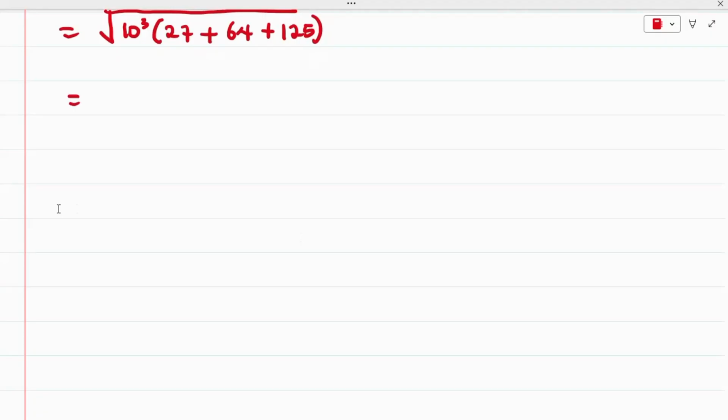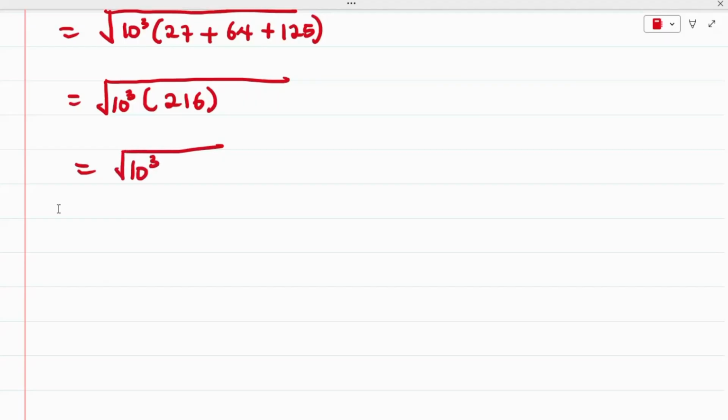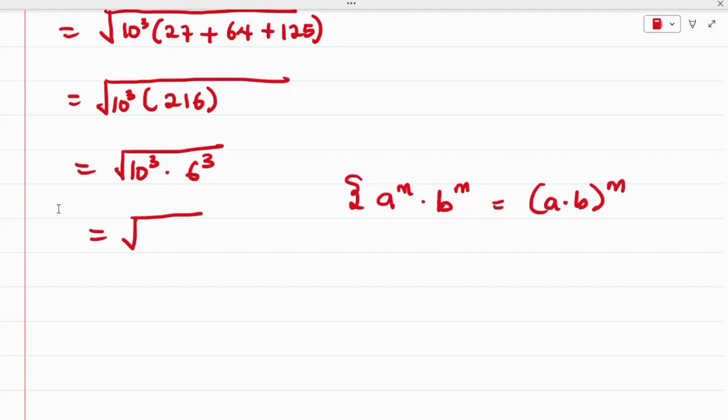So from here, this is equal to the square root of 10 raised to the power of 3 times, 27 plus 64 plus 125 is going to give us 216. So this is equal to the square root of 10 raised to the power of 3 multiplied by 216. Now 216 can be expressed in terms of 6 as 6 raised to the power of 3. So this is equal to the square root of, now applying this property that says if we have a raised to the power of m multiplied by b raised to the power of m, this is the same thing as a multiplied by b all raised to the power of m. So we can easily express this in this way. So from here we have this to be 10 multiplied by 6 all raised to the power of 3.